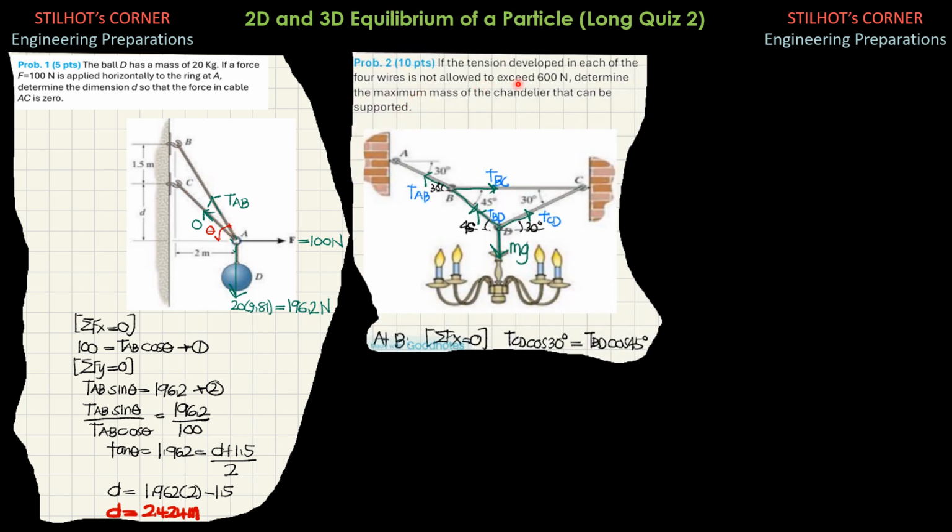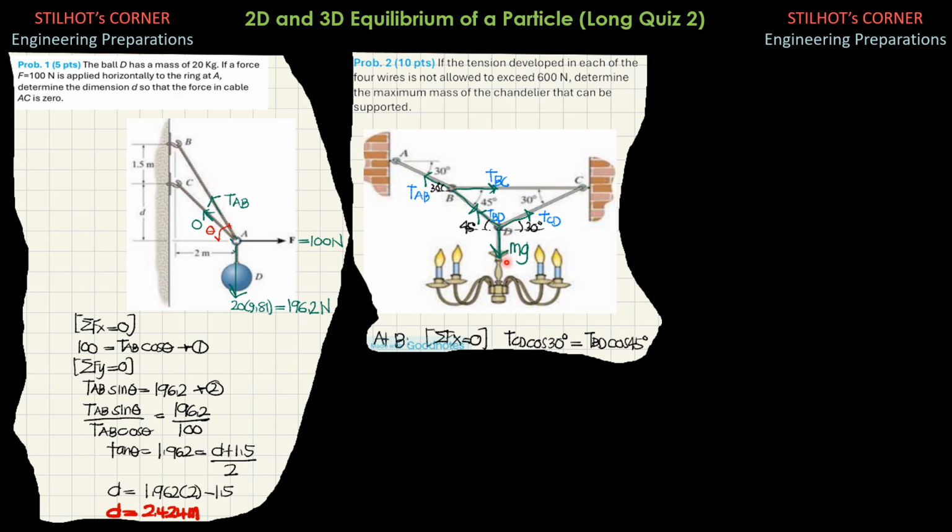So we proceed to problem 2. If the tension developed in each of the 4 wires is not allowed to exceed 600 newtons, determine the maximum mass of the chandelier that can be supported. So this is the chandelier, this is the free body diagram. The mass of the chandelier is denoted by M.